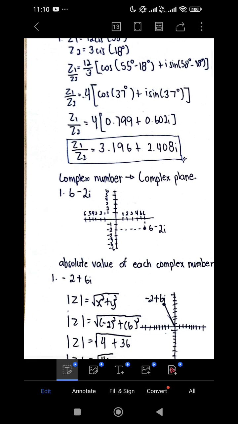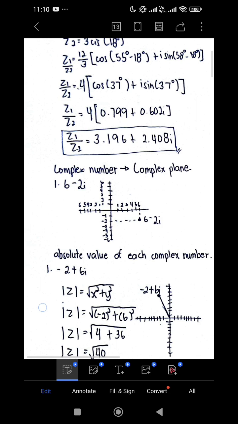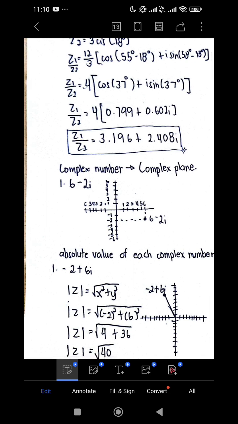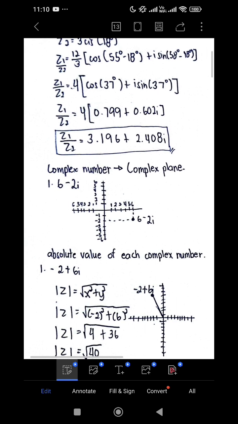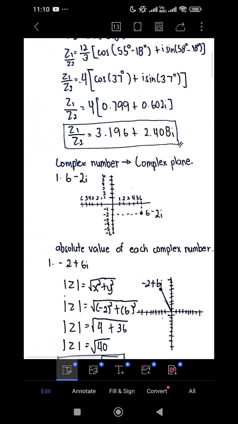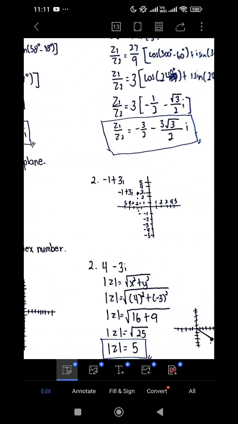Moving on to the complex numbers to complex plane. Then simply here we just used the given and applied it into the complex plane, as you can see here. And here, it's just that.